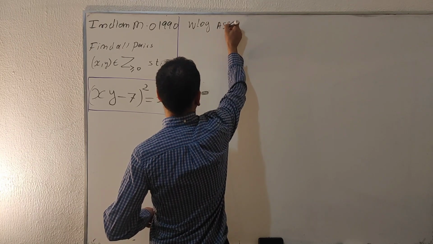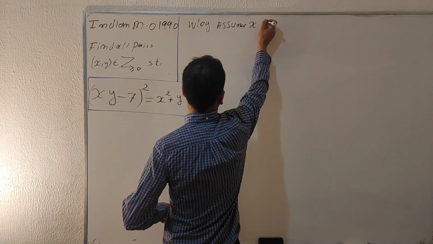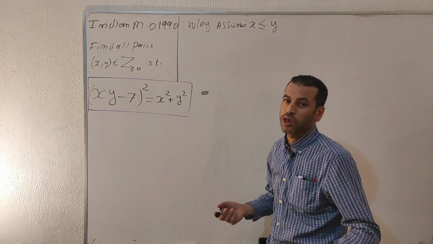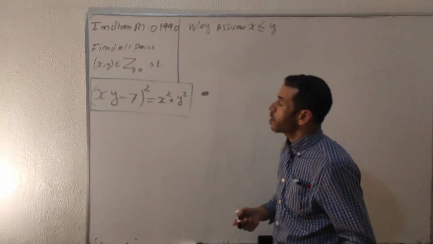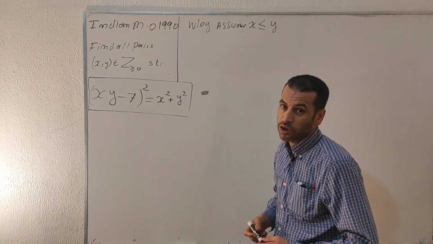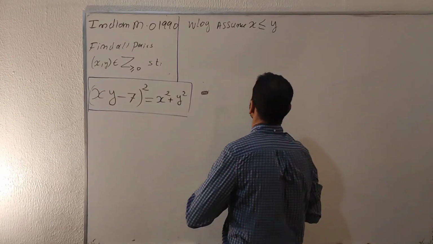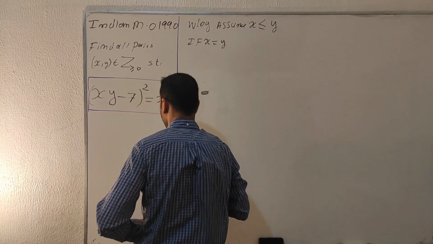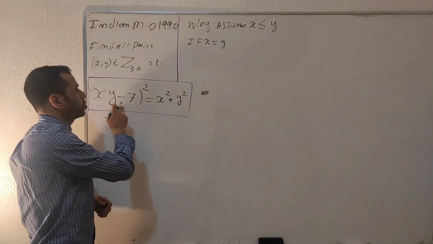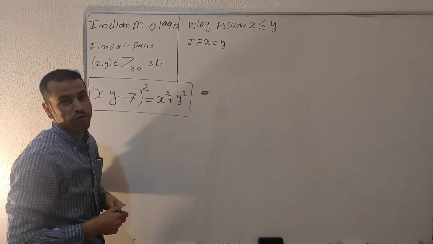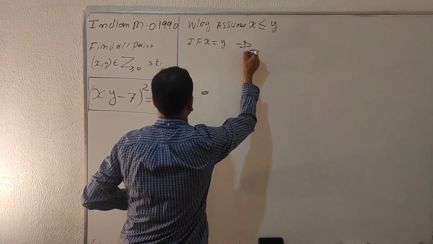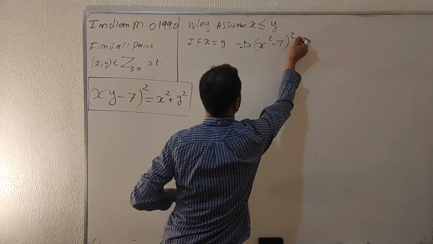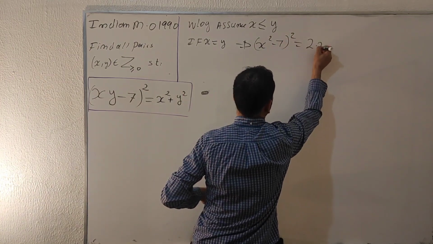assume x is less than or equal to y, which means we can divide this into two cases. Maybe we have x equals y, or x is strictly less than y. Let's consider x equals y. If x equals y, then by replacing this information into this equation, I'm going to transfer the equation in terms of x. Which means I get (x^2 - 7)^2 = 2x^2.